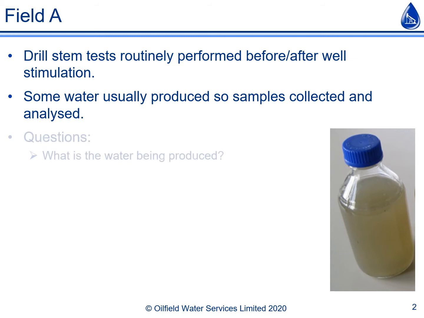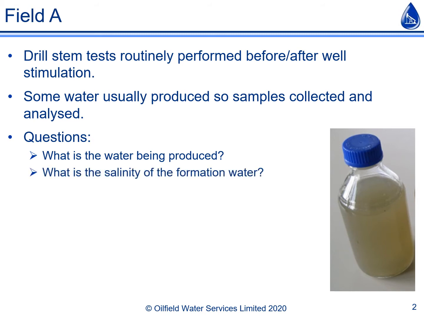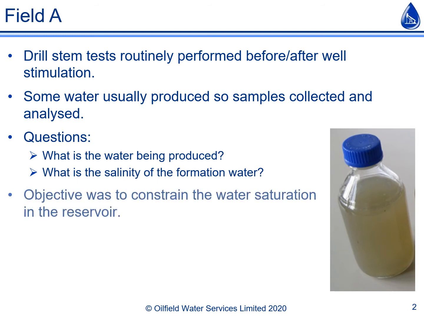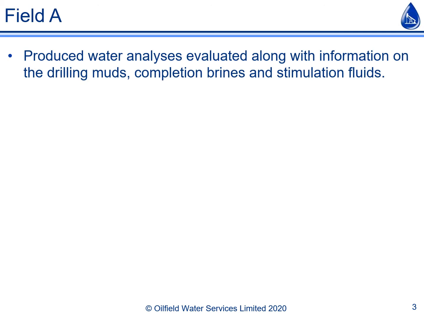The asset wanted to know what was the nature of the water being produced. Was it formation water? Was it drilling mud filtrate, completion brine or spent acid? Or was it mixtures of these? They also wanted to know the salinity of the formation water, because this would then allow them to constrain the water saturation in the reservoir. The produced water analyses were evaluated along with information on the drilling muds, completion brines and stimulation fluids.